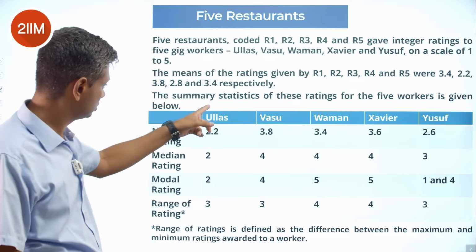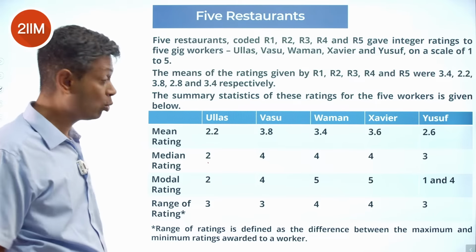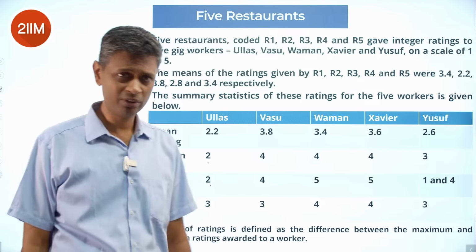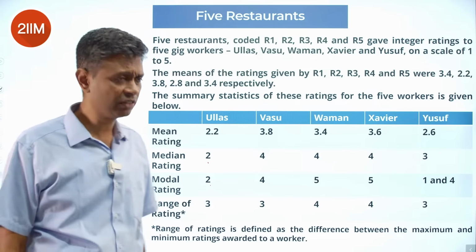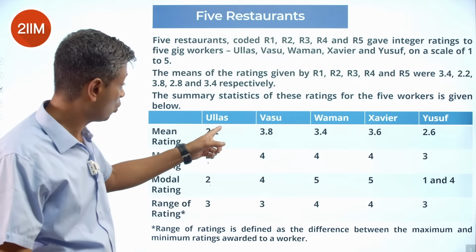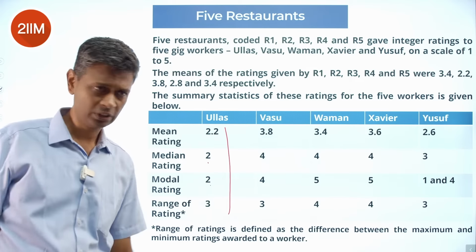Median rating is 2. Modal rating is 2. Range of rating is 3. What is range of rating? Range of rating is defined as the difference between maximum and minimum. So a ton of stuff about what Ullas has received.